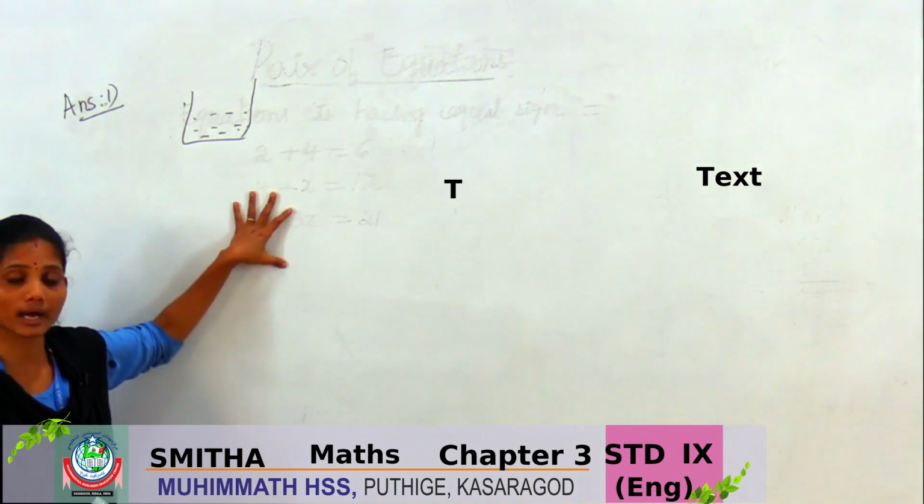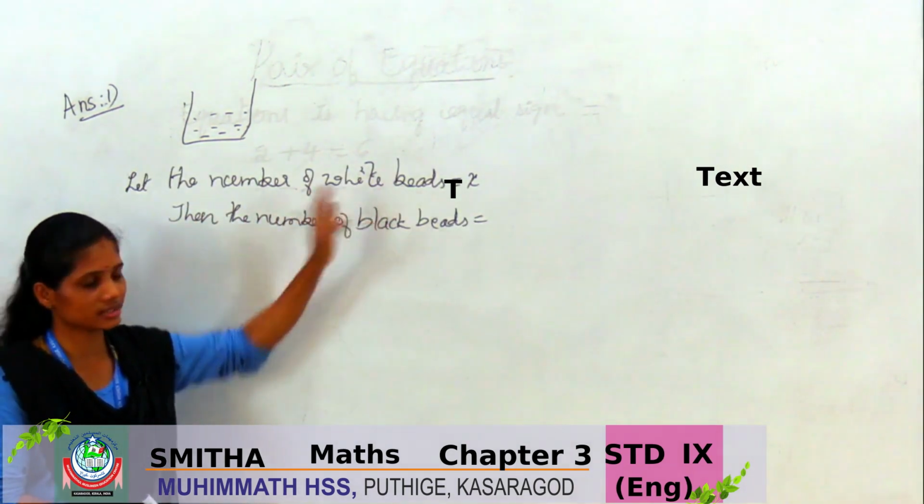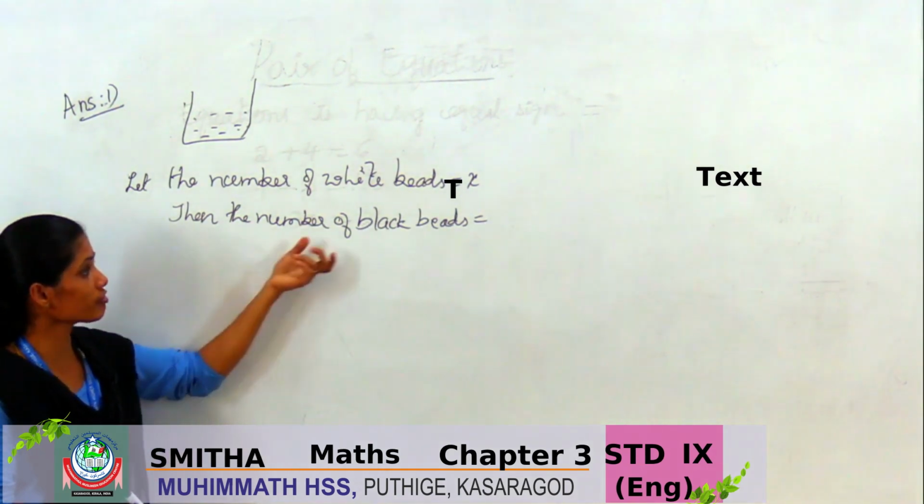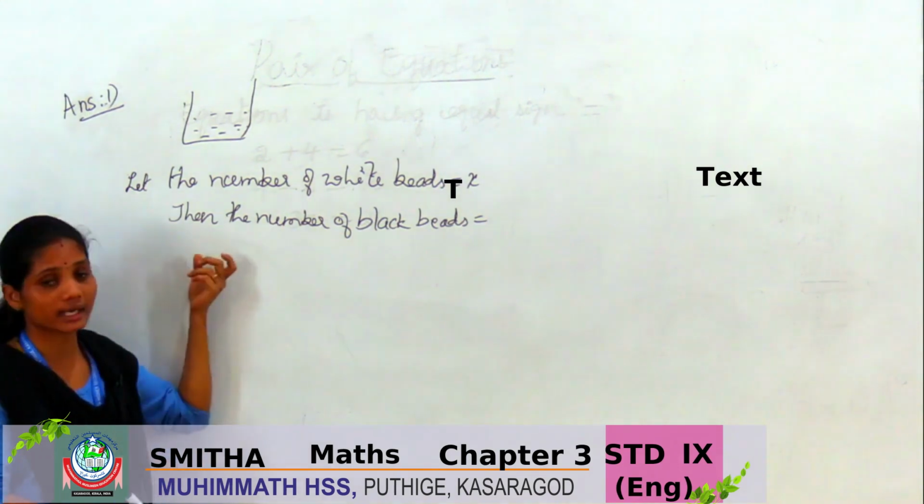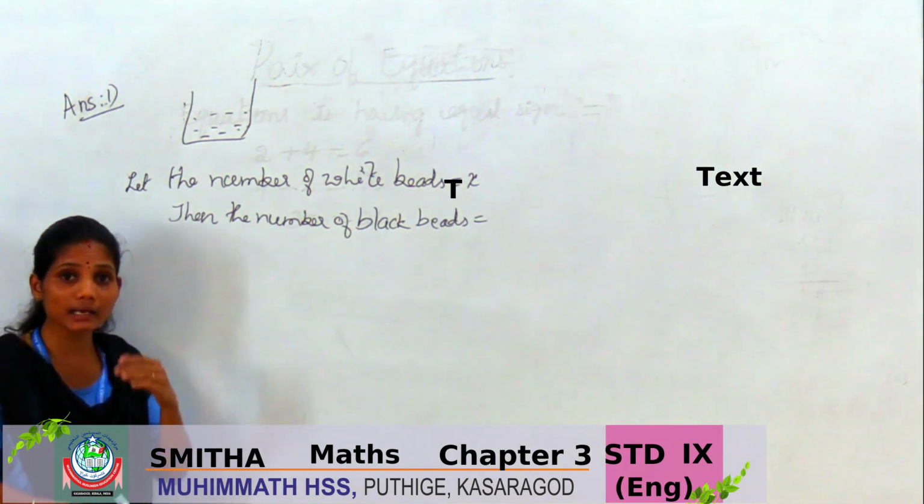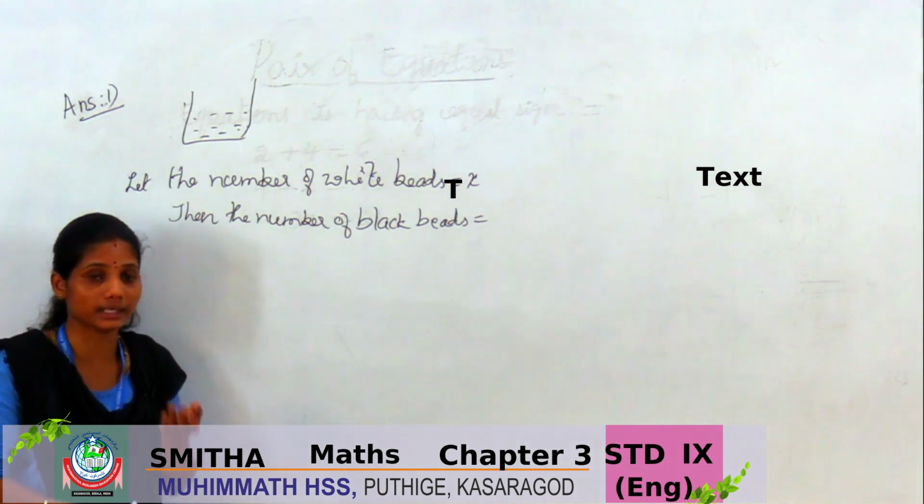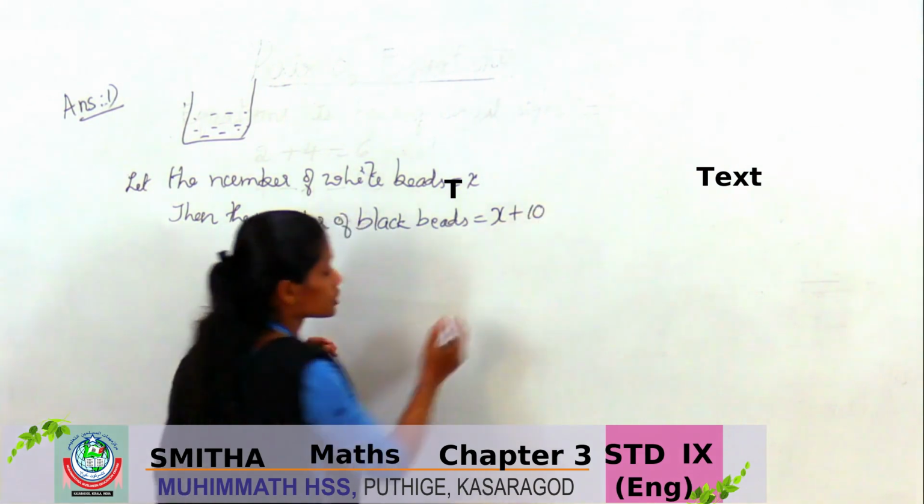So let us take white beads as x. Let the number of white beads be x. Then the number of black beads becomes x plus 10. What is 10? It is given in the question that the number of black beads is 10 more than the white beads. So it becomes x plus 10.